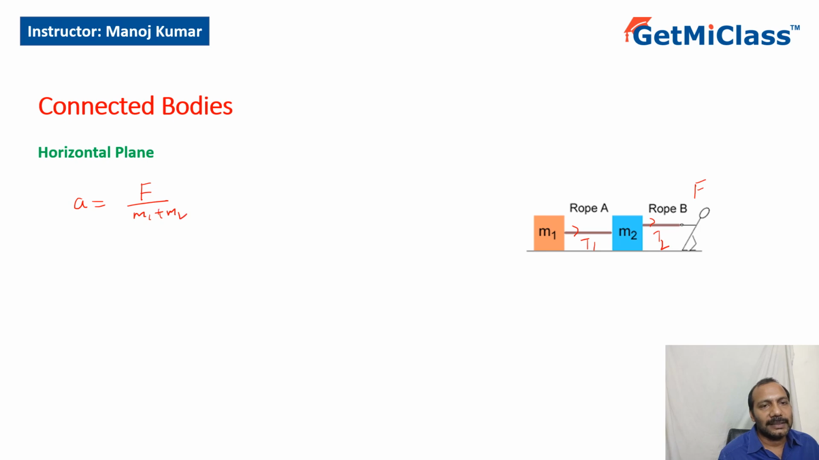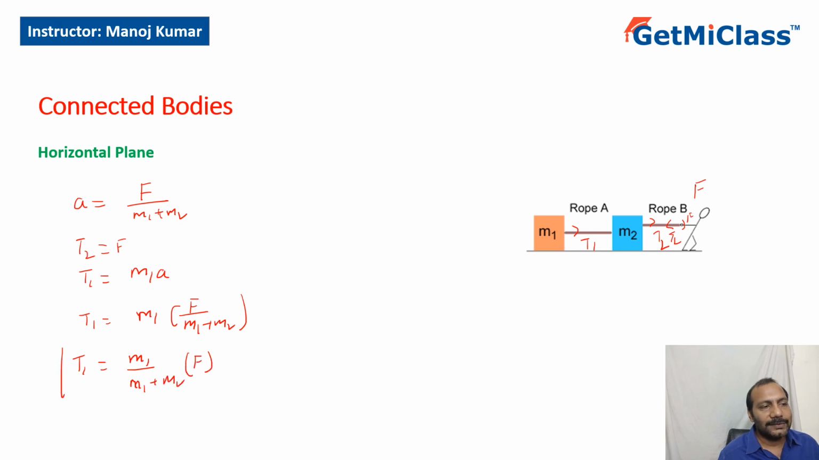This is the acceleration. Now at this point the force is applied in this direction, so tension will be acting like this, so I can say tension T2 equals the applied force. I want to find T1. What is T1 equal to? M1 into A, because T1 is only pulling this part. So T1 equals M1 into A, which is F by M1 plus M2. So T1 would be M1 by M1 plus M2 into F.